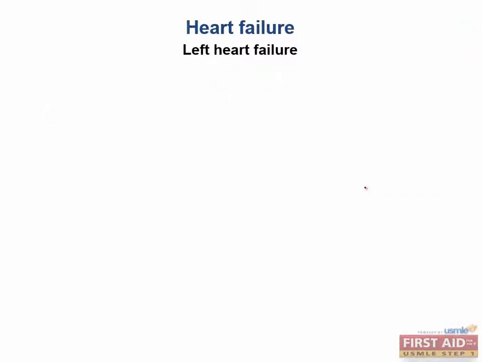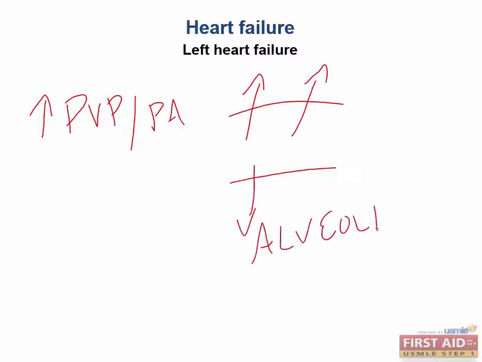Alright, now let's talk about left heart failure. Left heart failure leads to the backup of pressure and volume into the left atrium and the pulmonary vasculature. This elevated pressure in the pulmonary veins and the pulmonary arteries leads to pulmonary vascular distension, and eventually the Starling forces in the capillaries favor fluid movement across the vessel into the alveoli. This is how these patients get pulmonary edema.